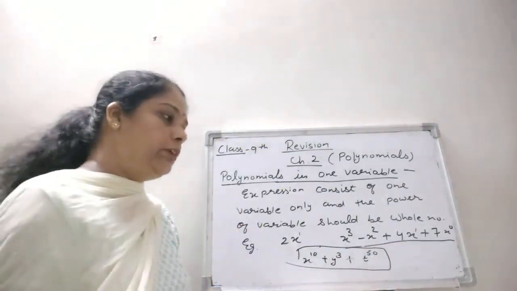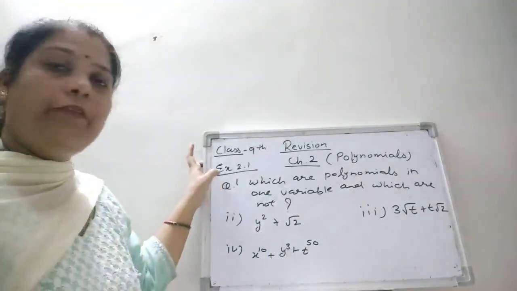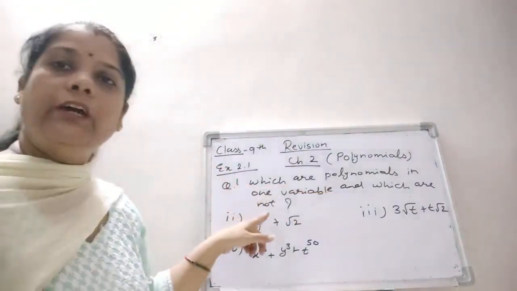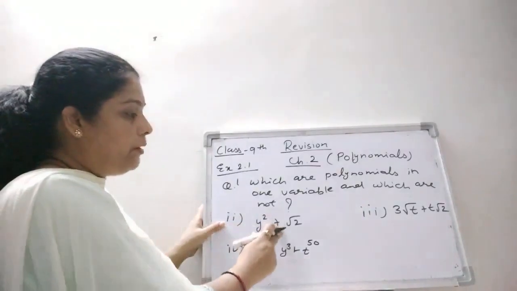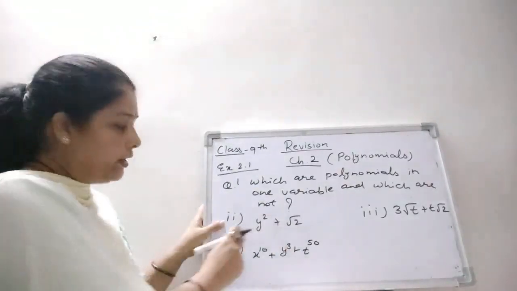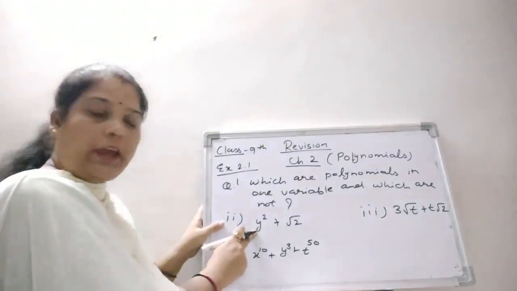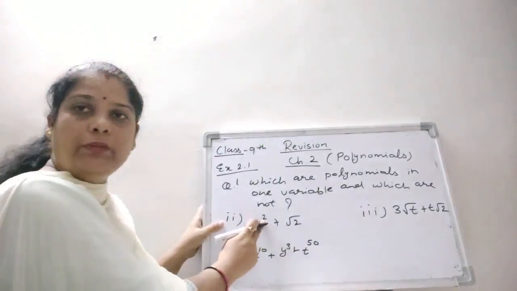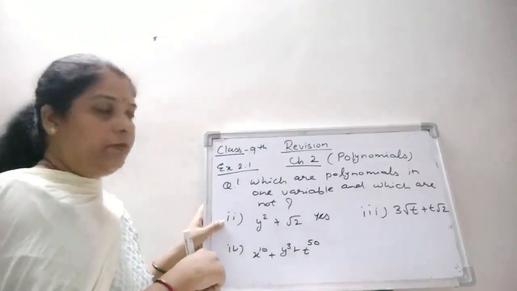Now let's do question number 1. Now question number 1 of exercise 2.1 is which are polynomials in one variable and which are not. Now second part is y square plus root 2. Now here we have only one variable in this expression, that is y, and the power of this variable is whole number, means 2. So yes, it is polynomial of one variable.